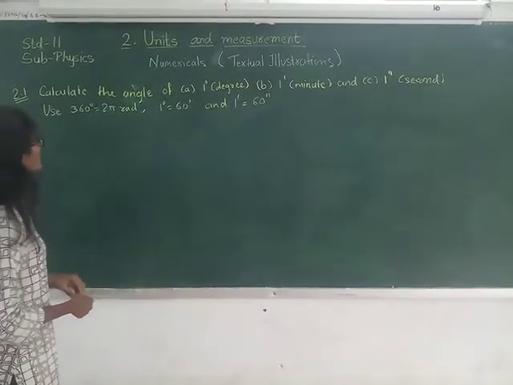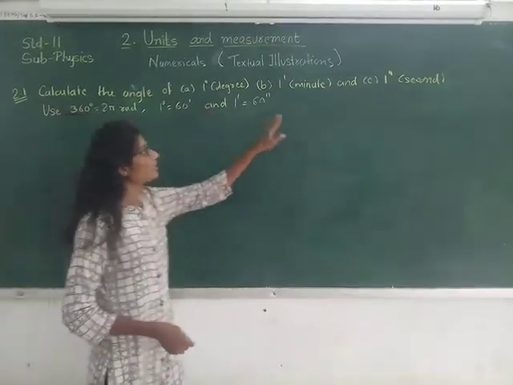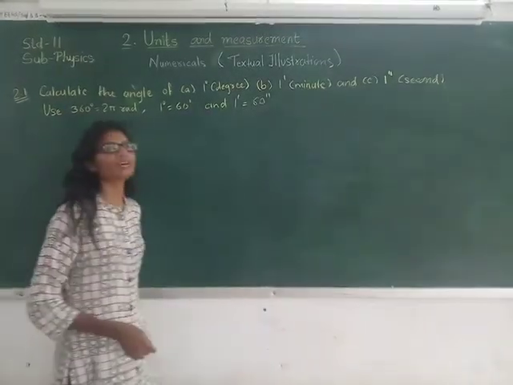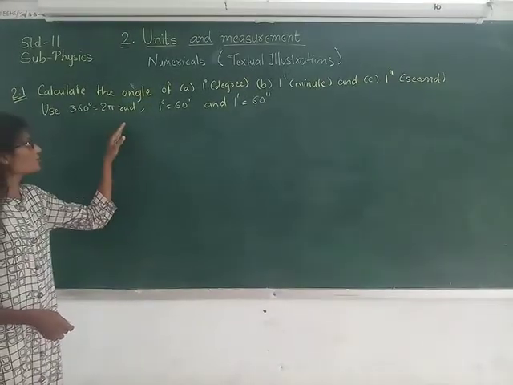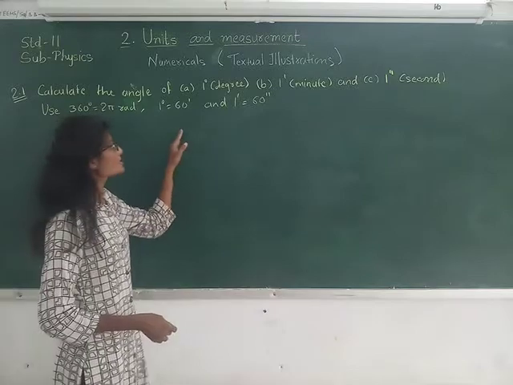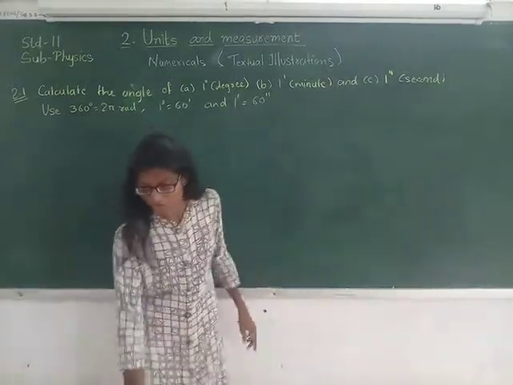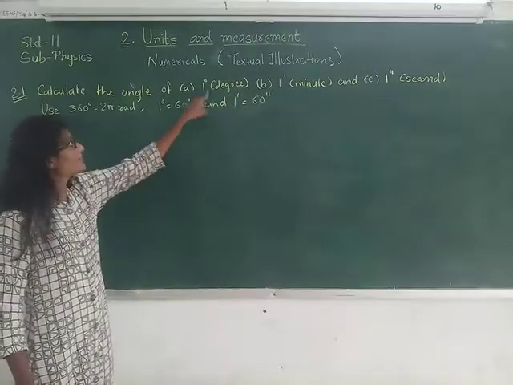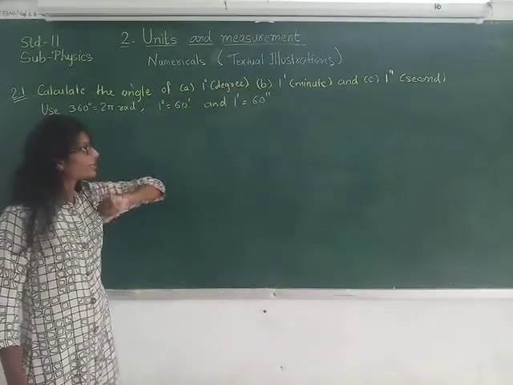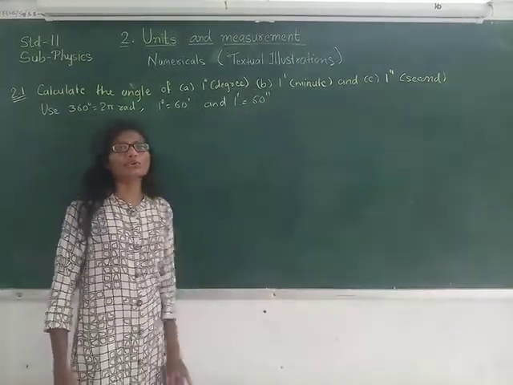that is 2.1. Calculate the angle of 1 degree, 1 minute and 1 second. Use 360 degree is equals to 2 pi radian, 1 degree equals to 60 minutes and 1 minute equals to 60 seconds. So this is basically, we can say, we need to convert that. We need to convert this 1 degree into radian, 1 minute into radian as well as 1 second into radian.